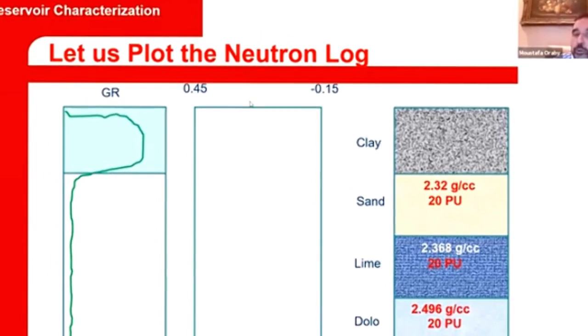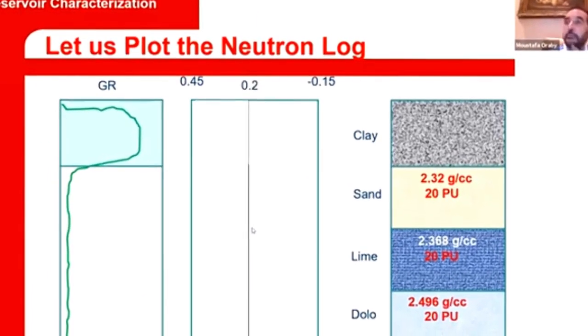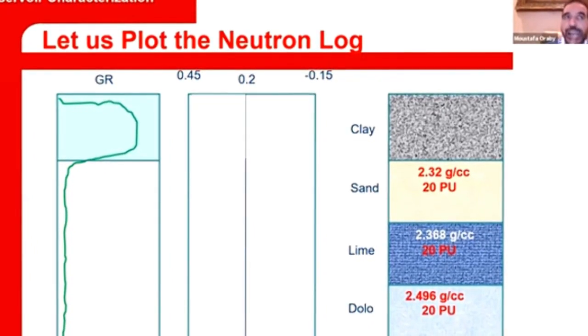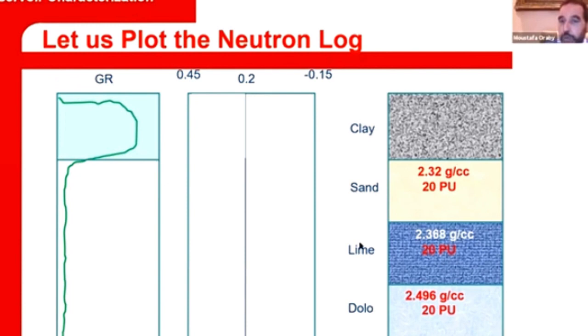I know that my porosity is 20%, but because I put all the logs on limestone scale, my sand is reading less than 20. So where will my sand be? My sand will be in this area, because this is 0.2 to negative 15. This is less than 20 PU. So my sand will show up here, and my dolomite will show on the higher one.